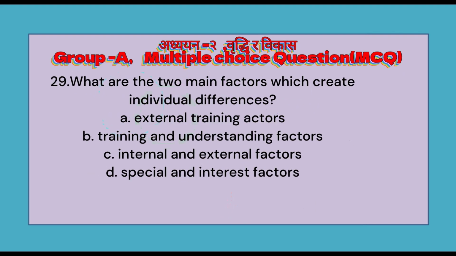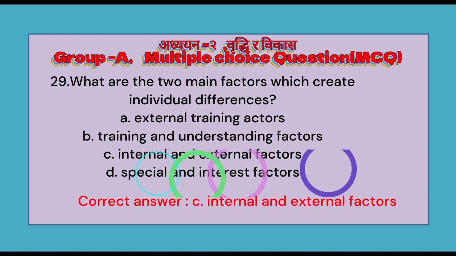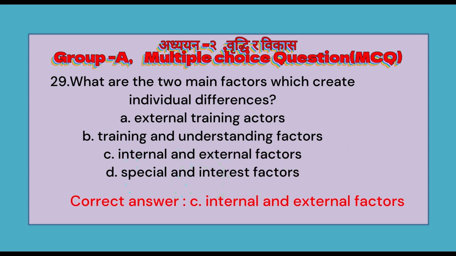29. What are the two main factors which create individual differences? A. External training factors. B. Training and understanding factors. C. Internal and external factors. D. Special and interest factors. Correct answer: C. Internal and external factors.